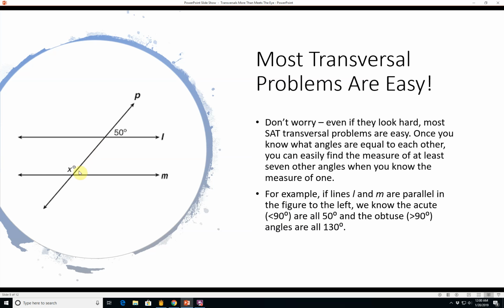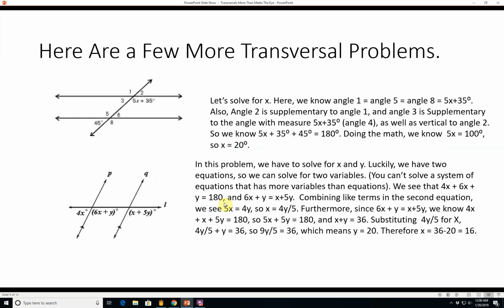So if they told you to solve for x, you could say, oh, it's 130. How do I know that? Because I know this one's 130, because I know this is 50. This acute angle is 50, this acute angle is 50, this is 130, this one because it's vertical to this, and this is 130 because it adds up with 50 to 180. So, okay, we can understand that now, right?